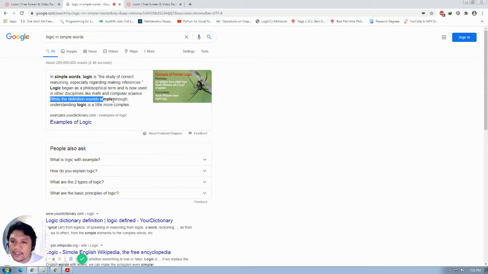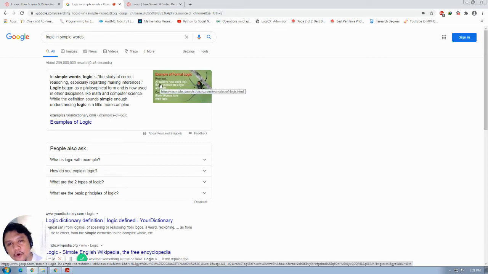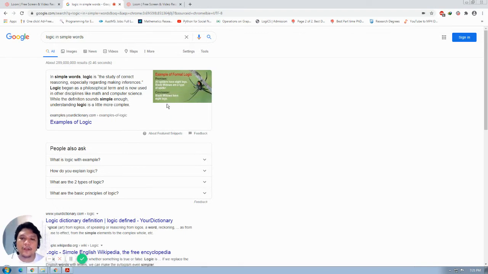Well, the definition sounds simple enough. Understanding logic is a little more complex, but don't worry about this. This is why you are enrolled here in our subject. So this complex thing becomes simple for you to understand. And I don't know if you can see this small picture here. That is an example of a formal logic. You have here, all spiders have 8 legs. Black widows are a type of spider. The conclusion here is black widows have 8 legs.